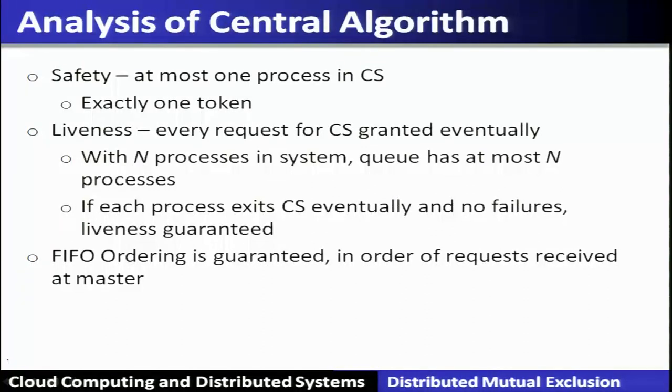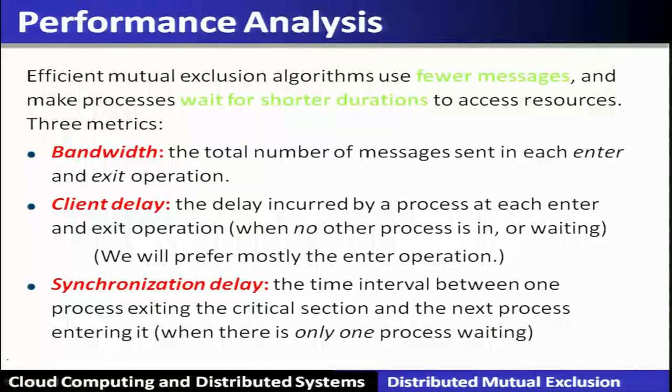Since there are no failures, the token will be given to the next waiting process by the master. So, the master ensures that eventually all the processes will be given the token in some order, and that order is the FIFO order. The master maintains a queue of all the waiting processes and ensures that the token is distributed in that order. Hence, all three properties, safety, liveness and fairness, are ensured here in the central algorithm.